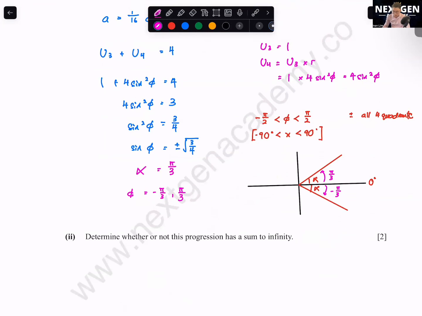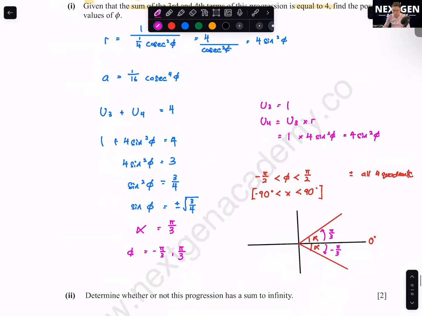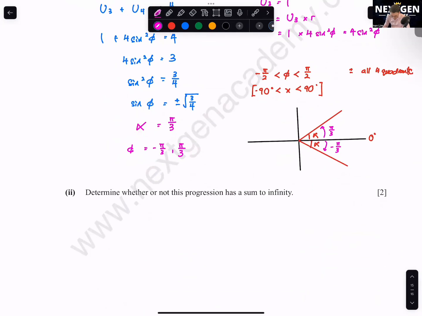Okay, next one. Okay, this question, I think this 4-mark question is a little bit tricky. Last one for this part here, determine whether or not this progression has a sum to infinity.